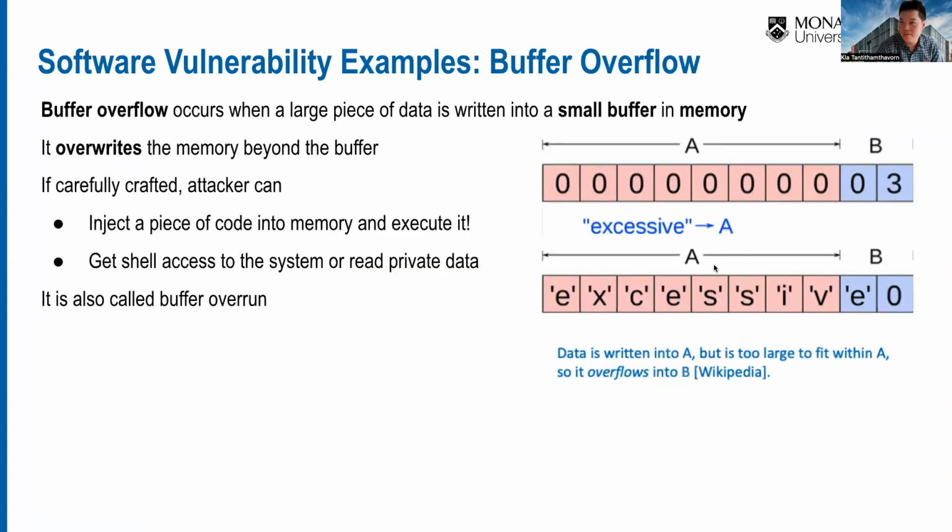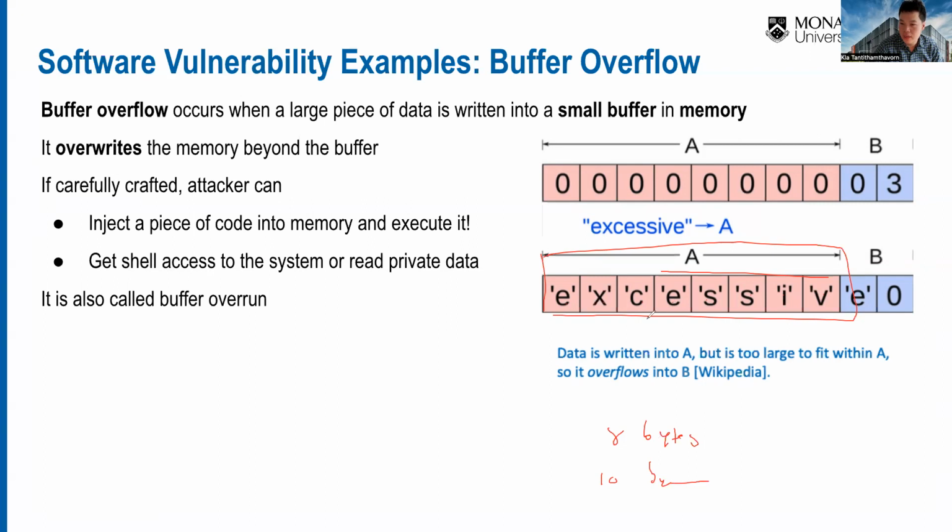So the next one is buffer overflow. This commonly happens in the C and C++ languages. It often happens when a large piece of data is written into a small buffer in memory, so it overwrites the memory beyond the buffer. Let's say this is a buffer. The buffer size is 1, 2, 3, 4, 5, 6, 7, 8. This is 8 bytes, but you input the data as 10 bytes.